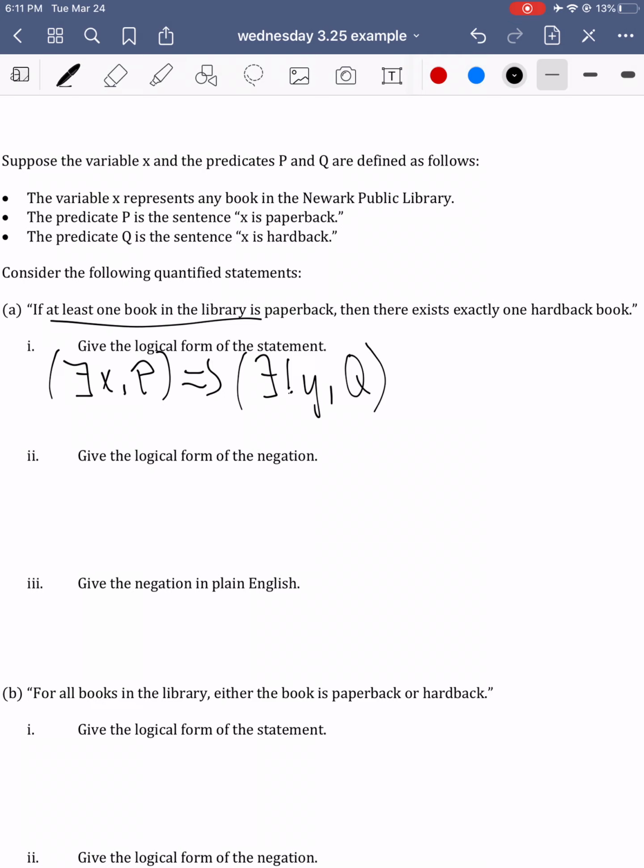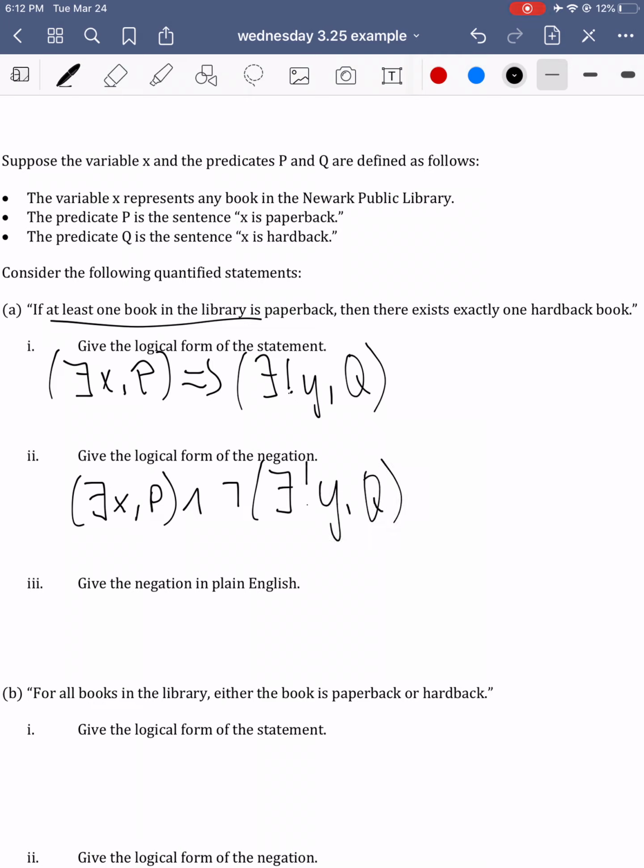So now I need to give the logical form of the negation. If I were to negate this whole statement, again, the backbone of this statement is an if-then statement. So I need to remember, how do I negate an if-then? Well, the first if part stays the same. So here, the beginning part is going to stay the same: there exists X such that P, and then it turns into an and statement, but we negate the then part. So we would need to negate there exists a Y such that Q.